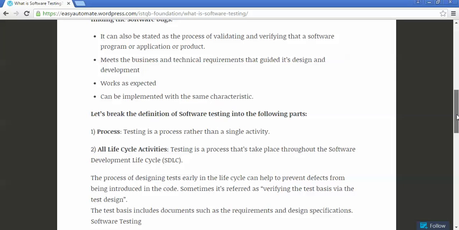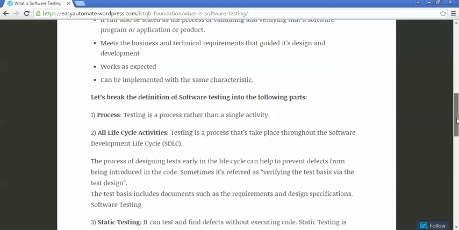Second, all life cycle activities. Testing is a process that takes place throughout the SDLC. So testing takes place throughout the SDLC, not at a particular stage. It happens at all the stages of the SDLC. The process of designing tests early in the life cycle can help to prevent defects from being introduced in the code. Sometimes it is referred to as verifying the test basis via the test design. The test basis includes documents such as requirement and design specifications.